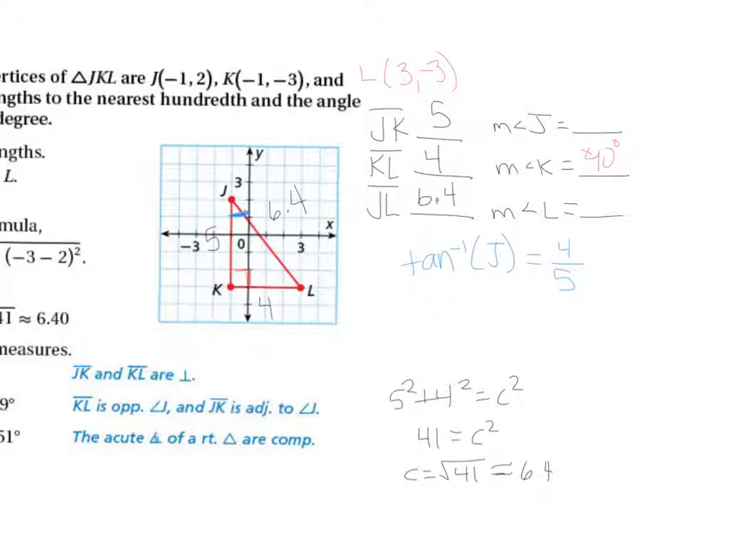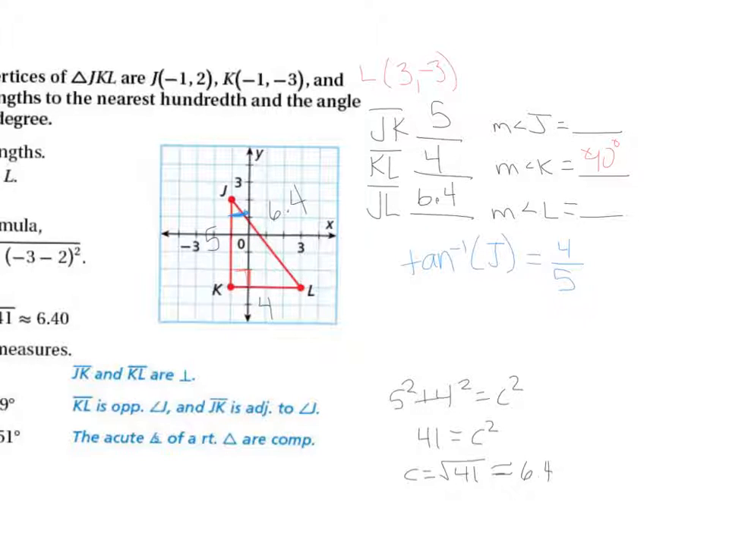For a coordinate grid, we want to first graph our points, and then we want to write all the missing measurements out, everything that we're going to have to find, every side length, every angle. And from there, we can just count for J, K, and KL. We can count the length of those segments.